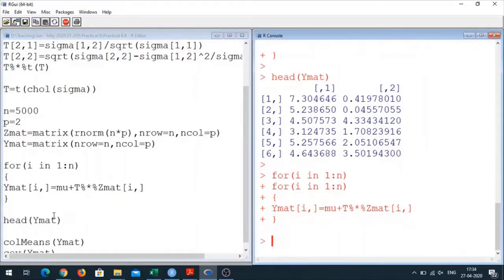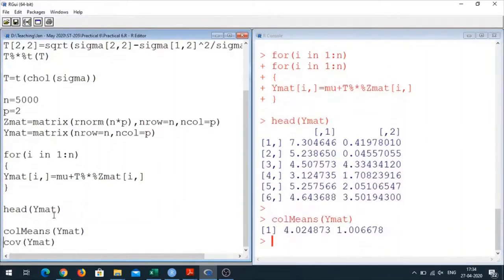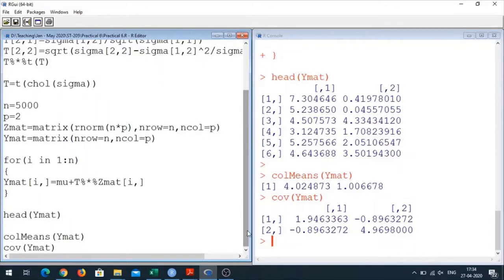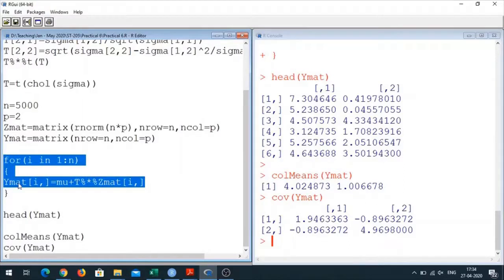Okay, anyway, see, now it is quite close to 4, 1, and 2, minus 1, minus 1, 5. If you increase the sample size further, it would get even closer. Okay, so this is how you generate a sample. I wrote a loop here, but it's not necessary.